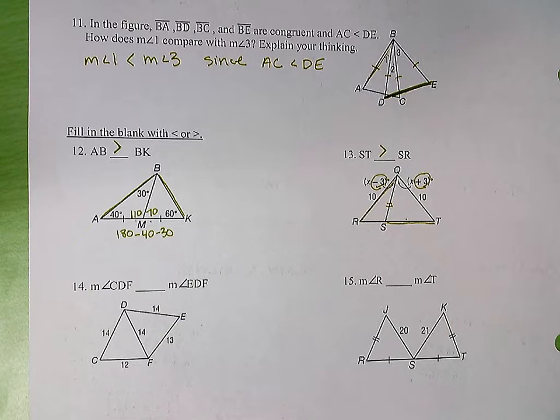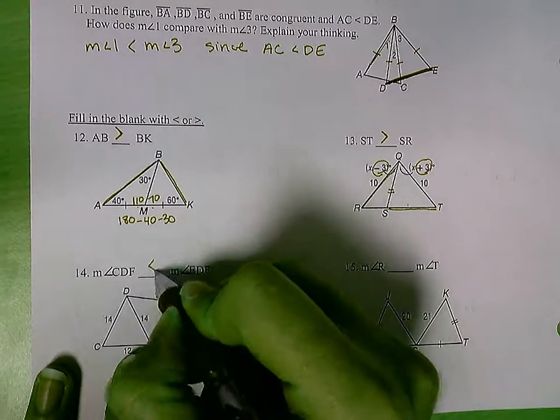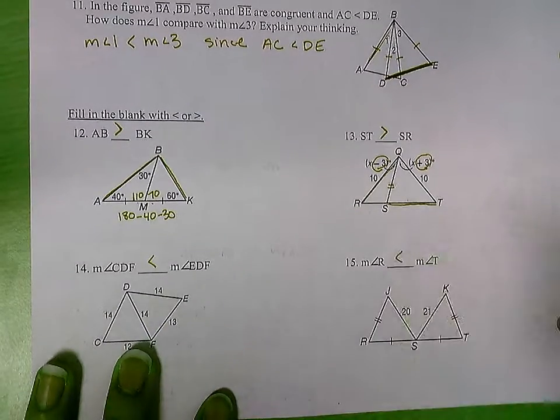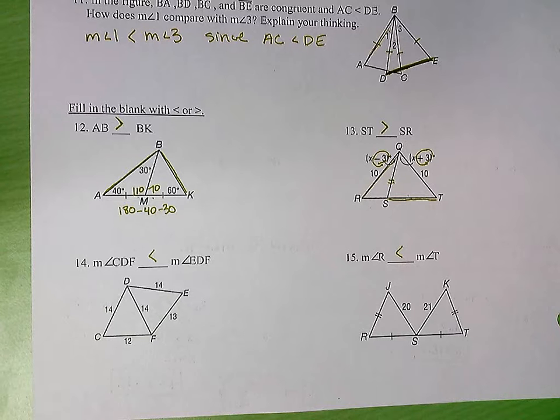Okay, questions? Are we good comparing our sides using this hinge theorem? If you did the last two, you should have less than and less than for those ones. I'm not going to go through them, but that's what you should have for those last two if you did those.